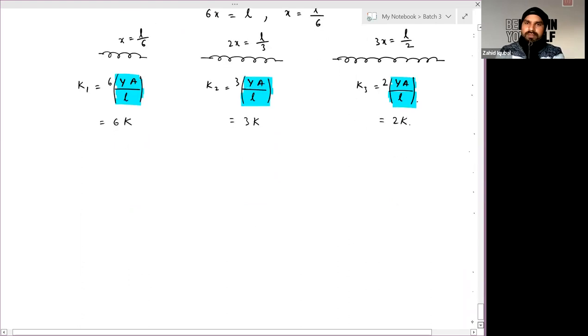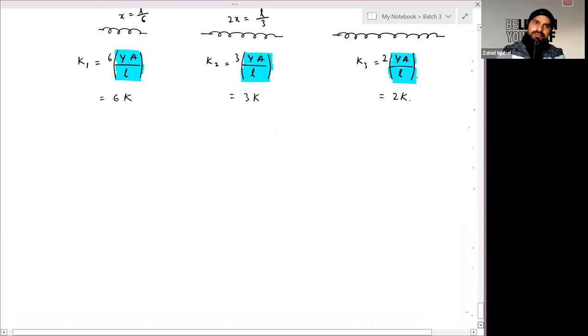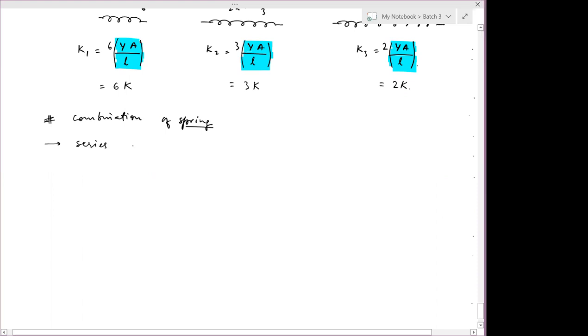Now, next we have to calculate combination of spring mass system, that is series combination and parallel combination. So next is combination of springs. First is series combination.